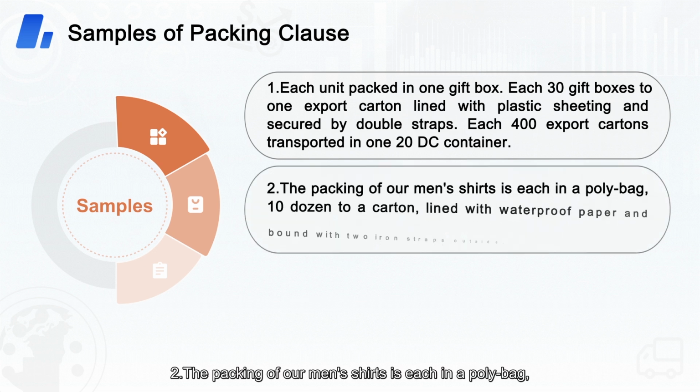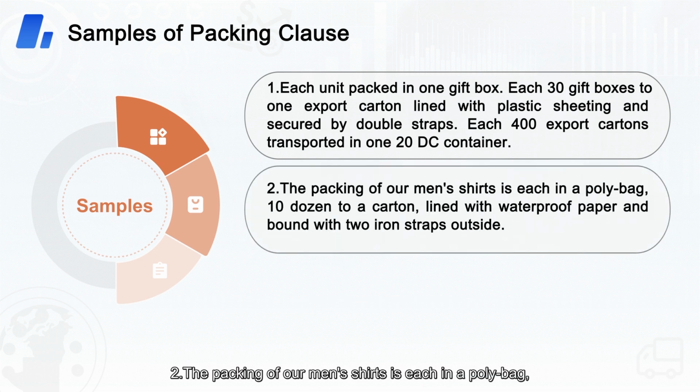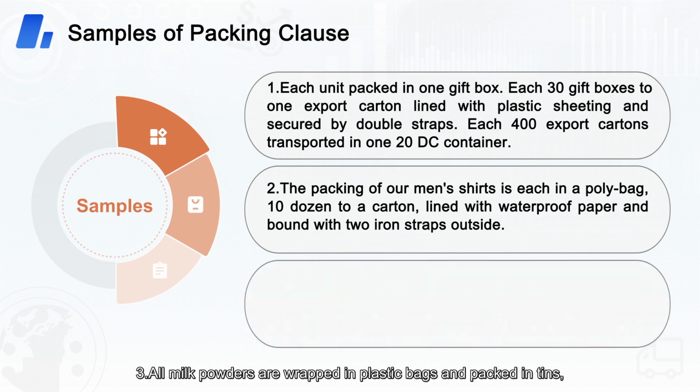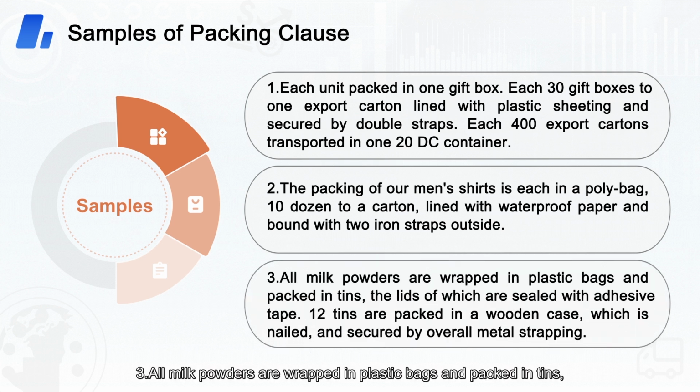2. The packing of our men's shirts is each in a poly bag, 10 dozen to a carton, lined with waterproof paper, and bound with 2 iron straps outside. 3. All milk powders are wrapped in plastic bags and packed in tins, the lids of which are sealed with adhesive tape. 12 tins are packed in a wooden case, which is nailed and secured by overall metal strapping.